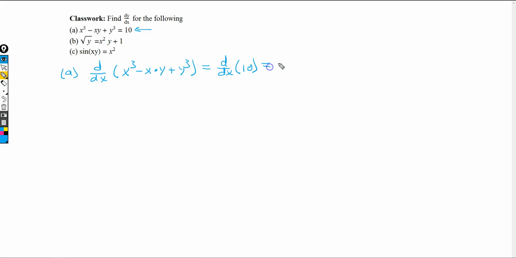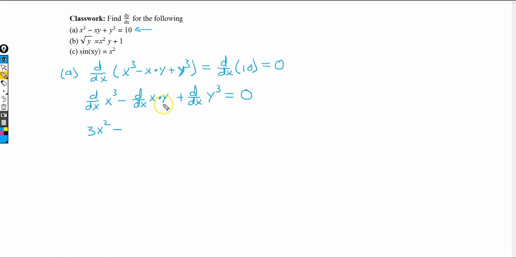Now the right-hand side here is of course 0. And then we just have to take the derivative of x cubed, this and this with respect to x, and we get... now we have to evaluate the derivative of each term here. This one's easy. This is just going to be 3x squared.